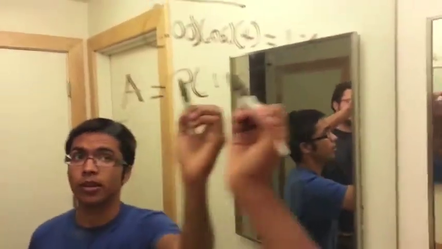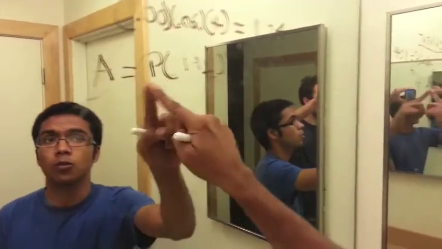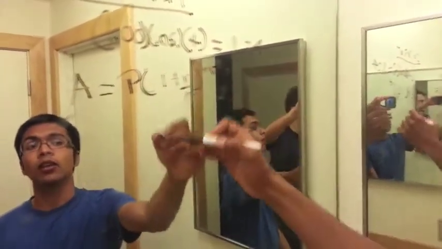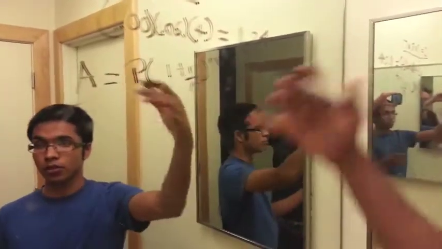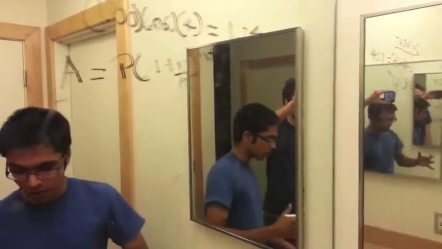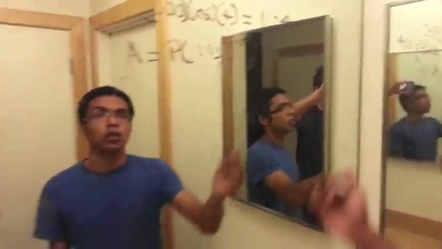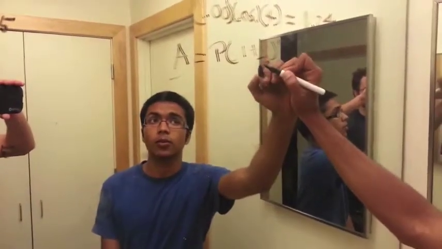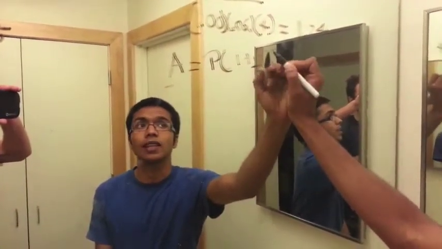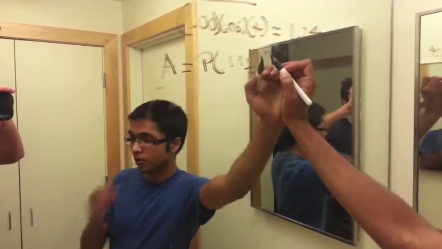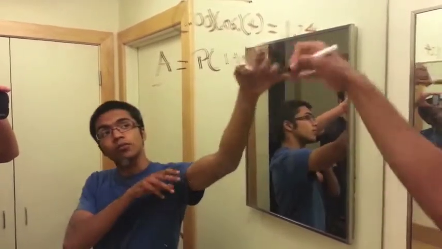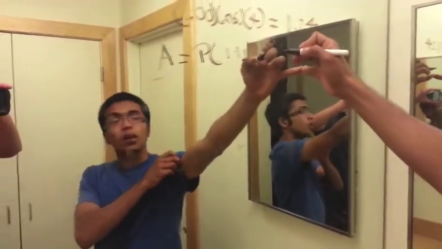A, which is the final amount, equals the principal amount P, open bracket, 1 plus R over N. The 1 is there because you need to add the amount that you originally invested. R is the rate, divided by N, the number of times compounded, close bracket, to the power of N times T, where T is the number of time periods we're working with.